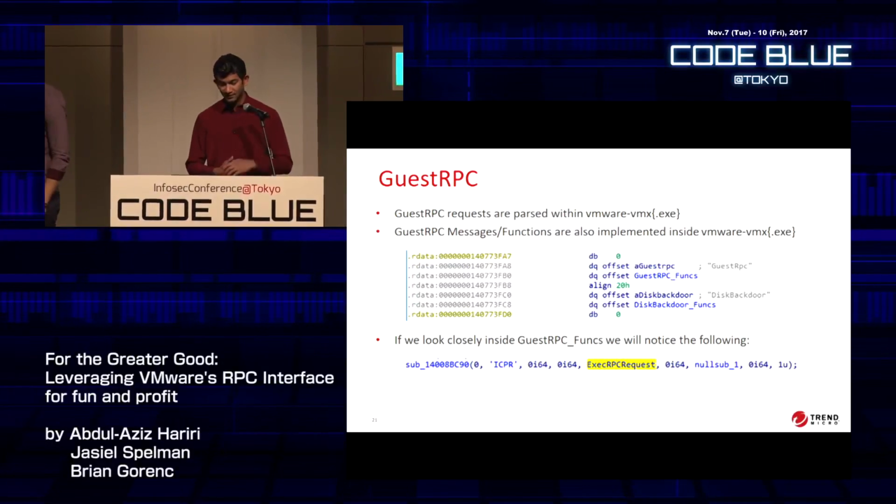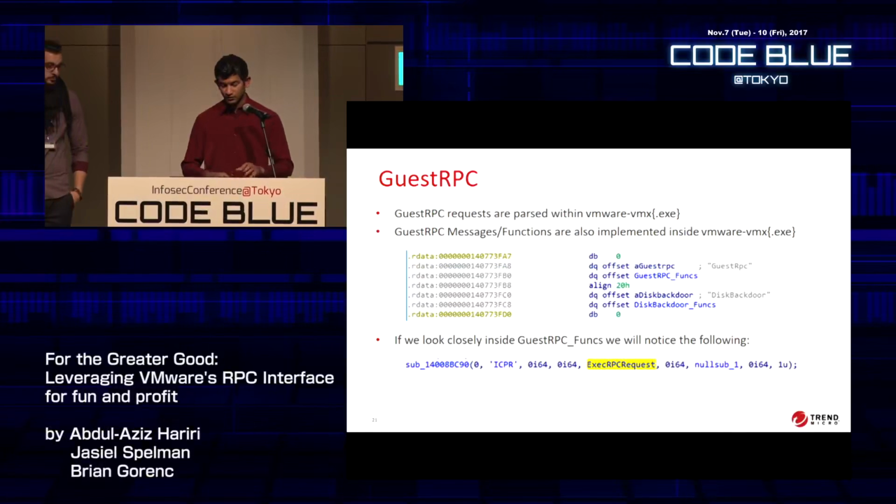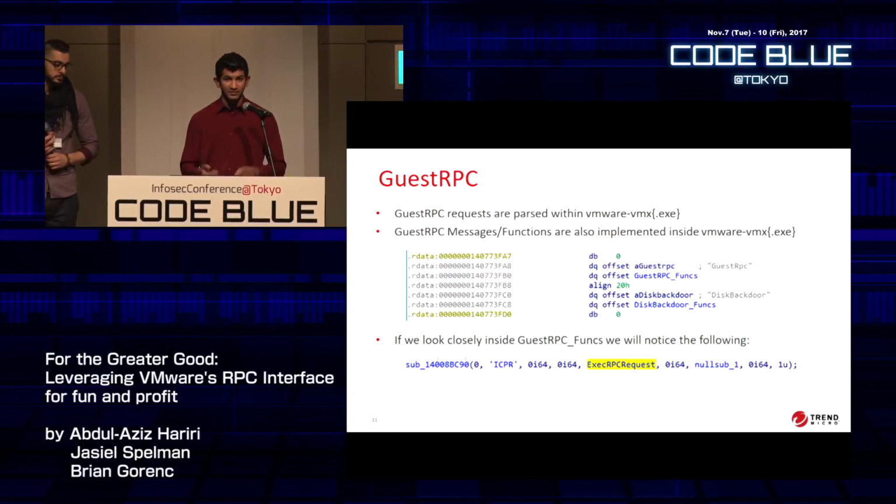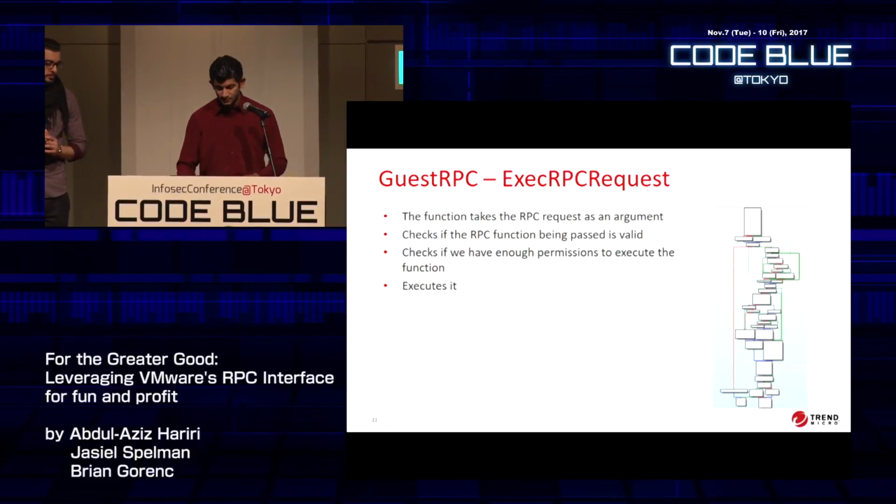If you look inside that, you'll notice a call to this function where ICPR is sent as a string, and another argument is a function that we've renamed to ExecRpcRequest. ICPR is just the string RPCI backwards. ExecRpcRequest is a callback that will end up getting called when we make that request.